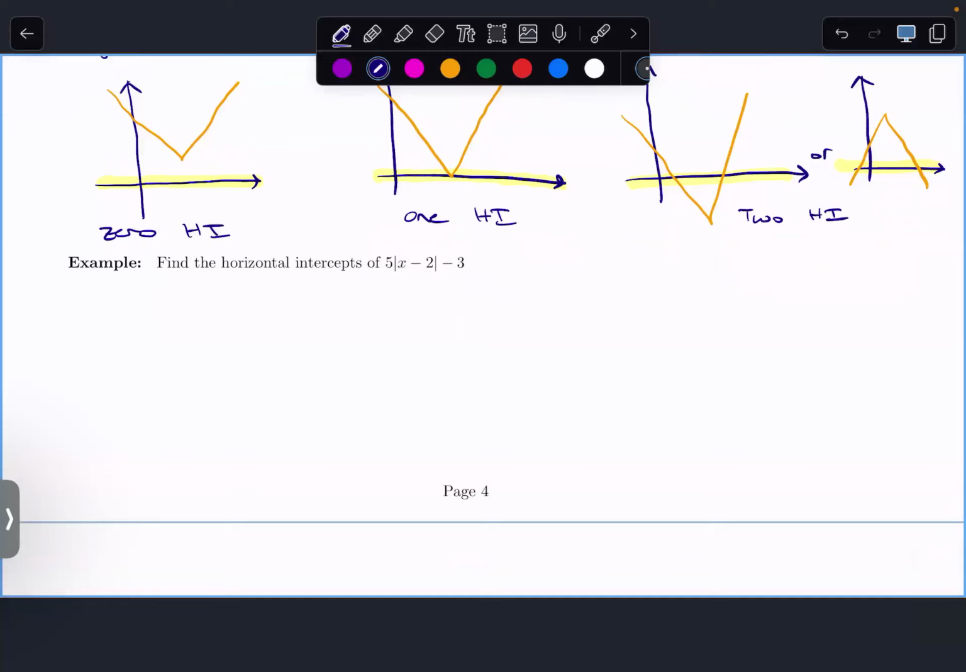If I ask you to find the horizontal intercepts, really what am I asking? I'm asking you to find where does this thing equal 0? Okay. Can do that. We know how to work with this now. And so we have 5 times the absolute value of x minus 2 minus 3 is equal to 0. I have to isolate the absolute value. So I add 3 to both sides. I get 5 times the absolute value of x minus 2 is 3. So the absolute value of x minus 2 is 3 over 5.